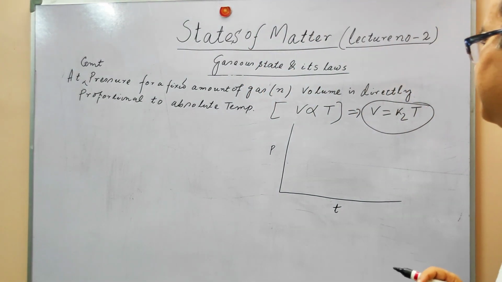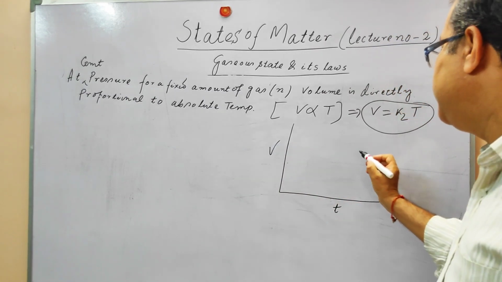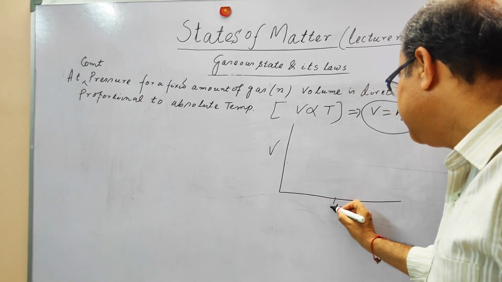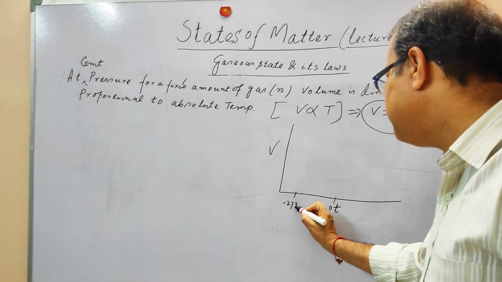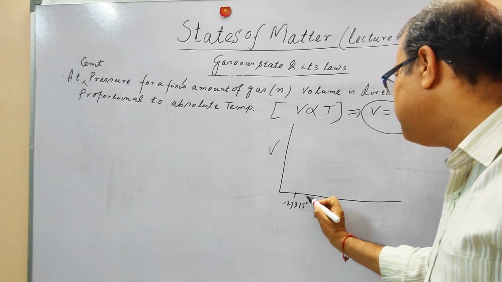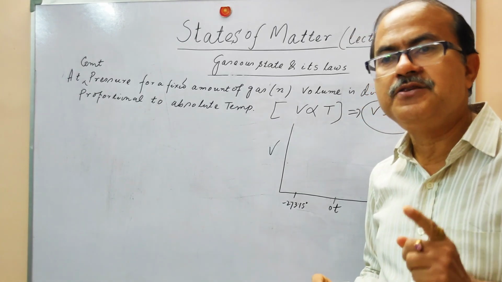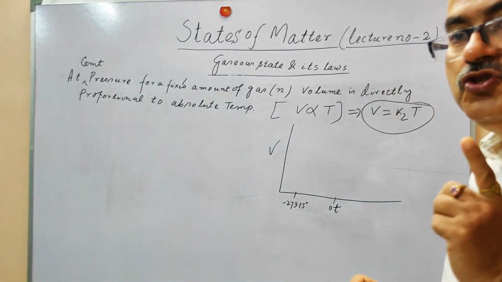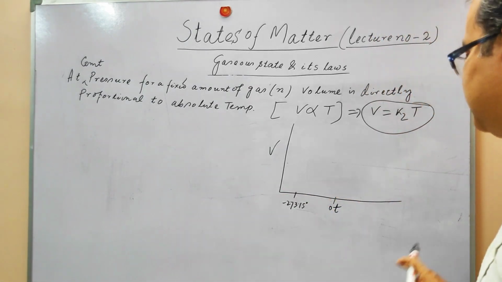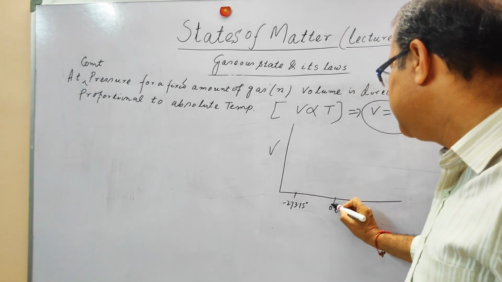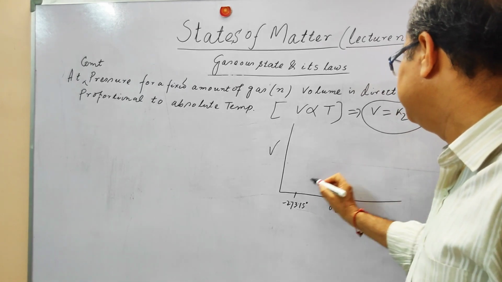So you can see, this will be volume. This will be a straight line, but at different constant pressures, every gas will meet at the zero volume axis. Zero volume axis means in the temperature axis. This is 0 degrees Celsius on the temperature axis, and this curve is like this.